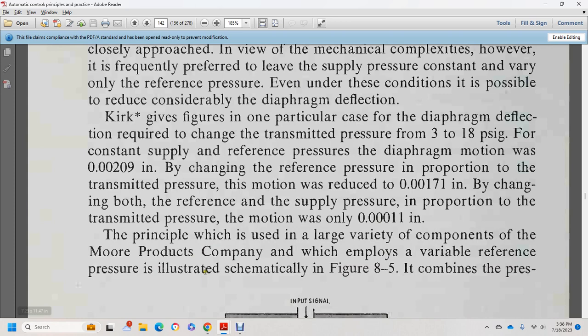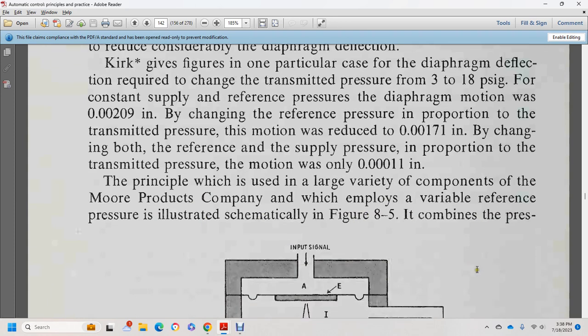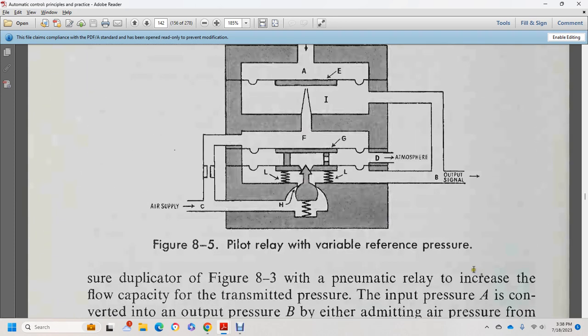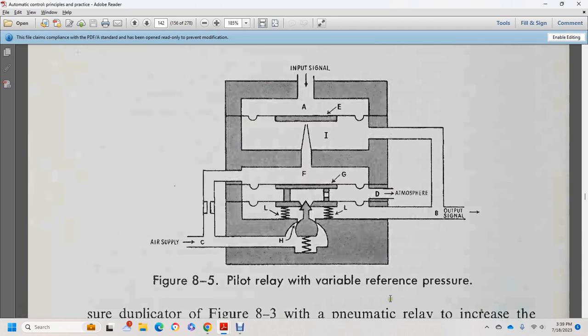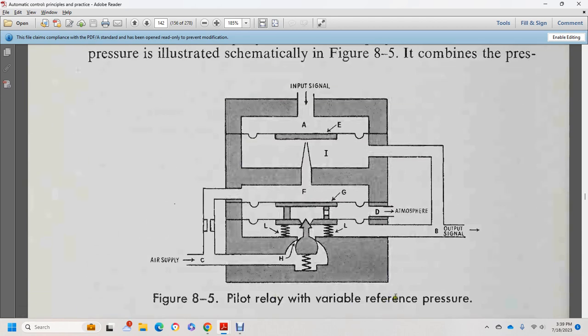This principle is employed with a large variety of the components of the Moore Products Company, with the variable reference pressure. The illustrative schematic of figure 8.5 is combined with the present duplicating figure 8.3, with the pneumatic relay with the increased flow capacity of the transmitted pressure, and shows the pilot relay valve with the variable reference pressure. Air supply going into the air input signal, air atmosphere, and outputs. You have A, B, C, D, E, F, G, H, I, J, and L.